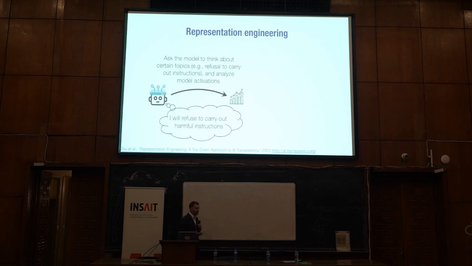The basic idea is that we can ask the model to just think about certain topics. So, think about generating harmful instructions. And if you just ask it to do these things, kind of amazingly, it triggers certain patterns of neural activity in the models, much like people's neurons activate when we do certain things. And you can analyze those statistical patterns of which neurons fire when you're doing things like generating harmful instructions.